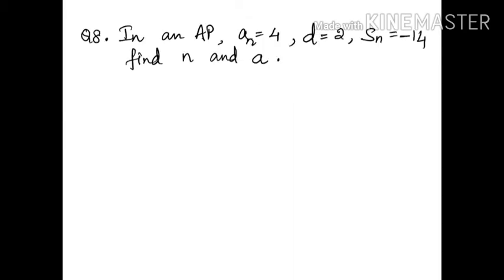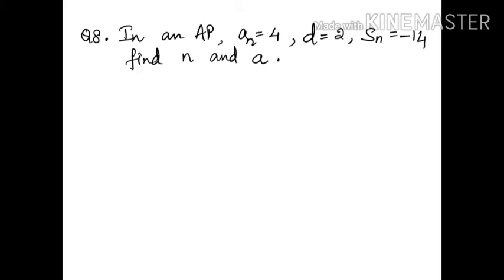Subpart 8 of main question 3. In an AP, the nth term is 4. The common difference is 2. The sum of those n terms is minus 14. Find the number of terms and the first term from this information.